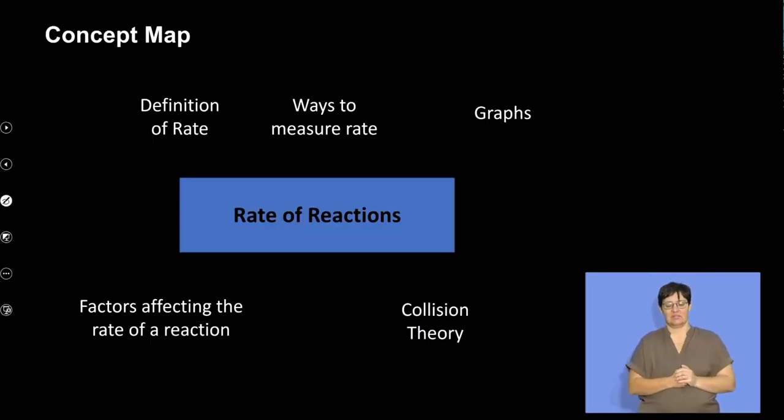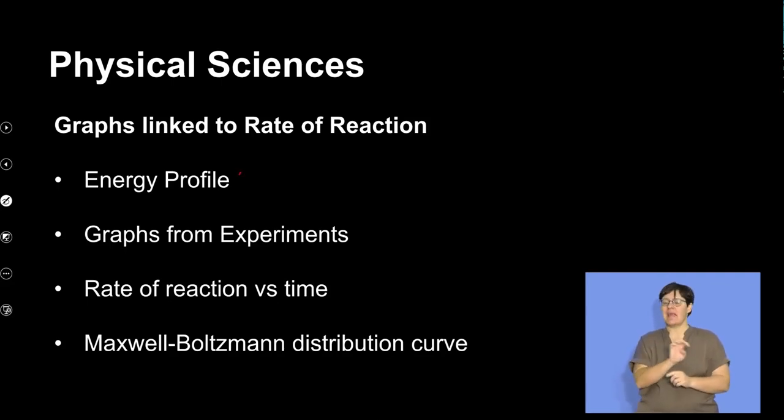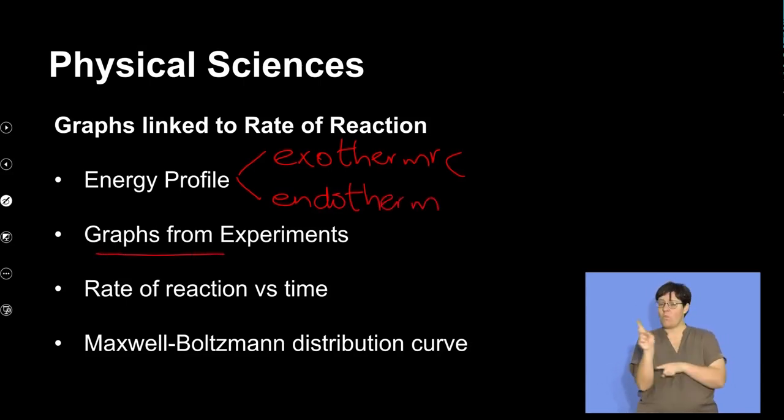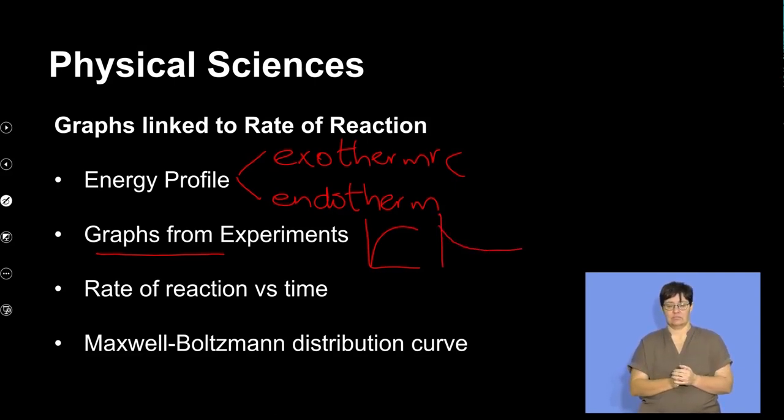In the first session, we looked at the energy profile graphs. We looked at exo and endothermic reactions and the graphs. And we also looked at the rate graphs. So we looked at the graphs specifically from experiments where we looked at the volume over time graph and the decline in our mass graph. Now we're going to take the time to look in deeper detail at the graphs that we get from experiments.